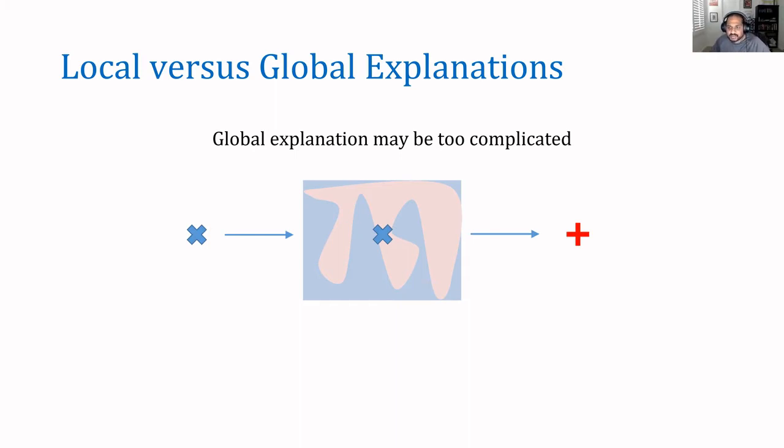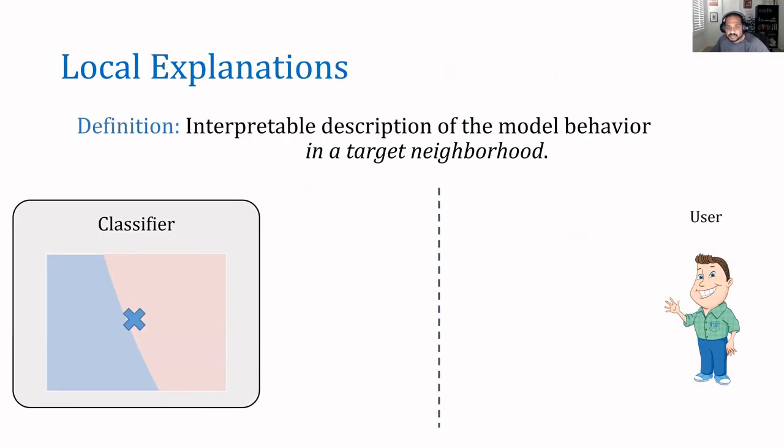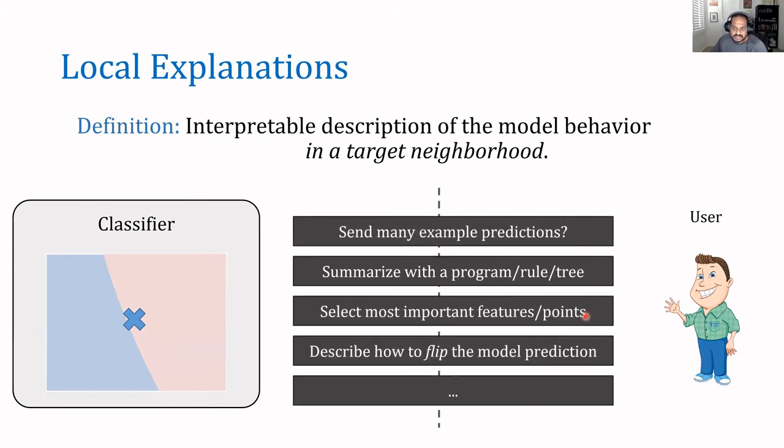And so the idea is fairly simple. You look at the prediction, you look at where the point lies on the surface, and instead of trying to explain everything, you zoom in, and you zoom in to some extent till what you have is something that you're comfortable explaining, right? And so the definition of a local explanation would be an interpretable description of the model behavior in a target neighborhood, which is usually a single instance. It could be a set of instances as well. Right? And so when we think about the explanation, you still have the same interface, except now you're not trying to explain the whole classifier. You're just looking at a local targeted region. And the kinds of explanations look essentially the same. You can maybe send many example predictions, summarize it with a program, features, flipping, and all of these things. Okay. So these are called local explanations.